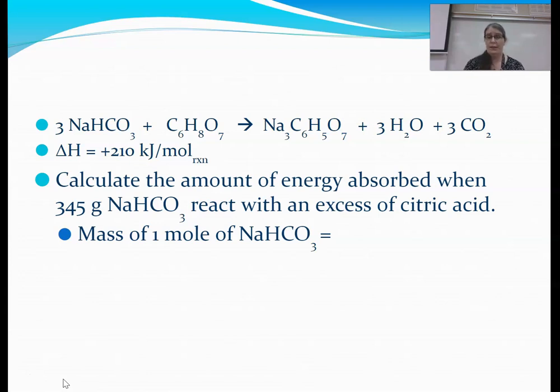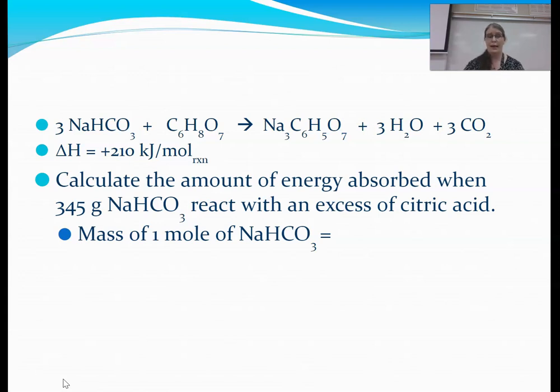We want to calculate the amount of energy absorbed that enters the system in our endothermic reaction, when 345 grams of sodium hydrogen carbonate react with an excess of citric acid. And up here at the top, I do have the balanced chemical equation, as we'll need that to get our mole of reaction conversion. Again, it's important that as we look at this, we think about how our units fit together. I have 345 grams of sodium hydrogen carbonate, but my delta H is in moles.